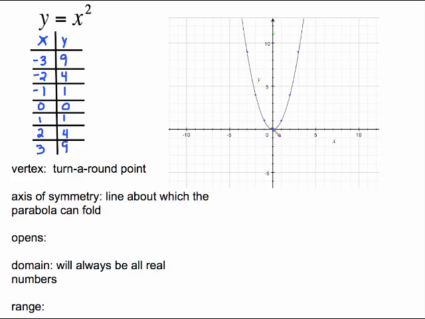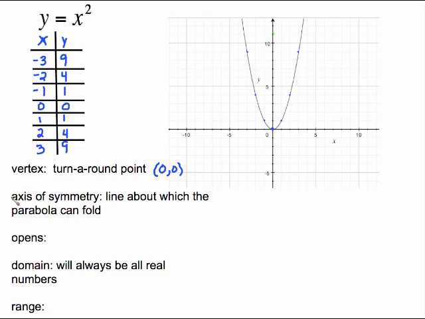Vertex. This is this point down here, which is what we can call a turnaround point because it's coming down, it hits rock bottom, and then it takes off again. For this particular parabola, the vertex is the point 0, 0 because it's the origin.